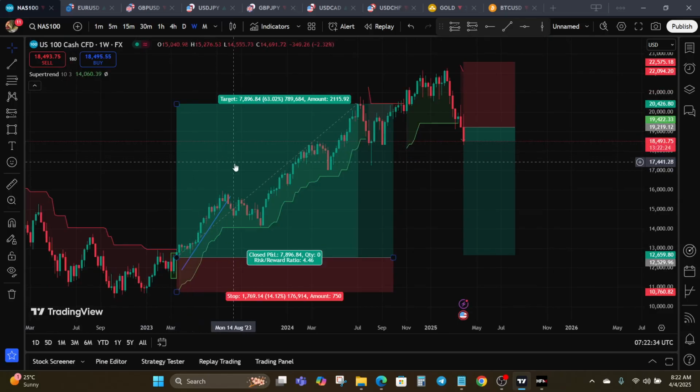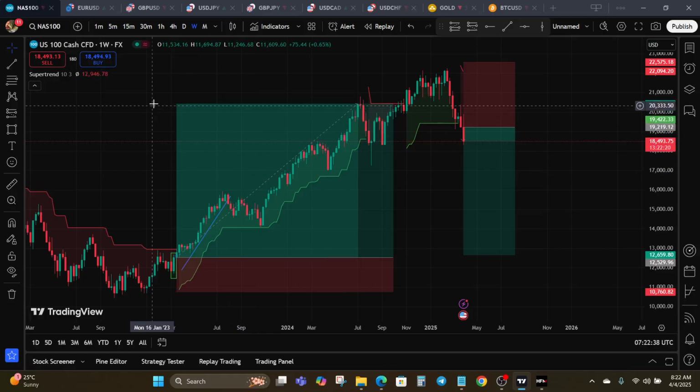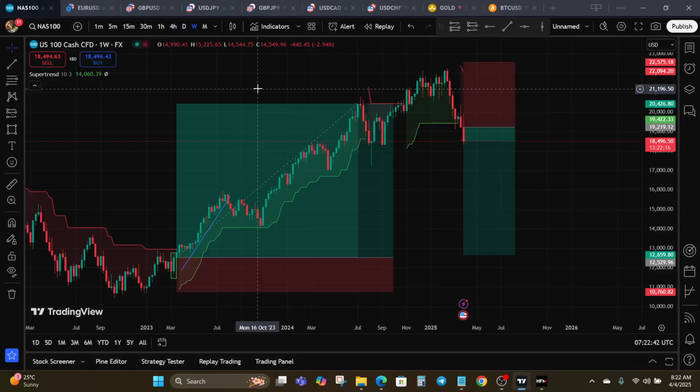Also, this strategy works best on a lot of assets. Actually, you can use this strategy across different assets, whether it's currency pairs, stock indices, cryptocurrencies, and what have you. Feel free to use this strategy across different asset classes.